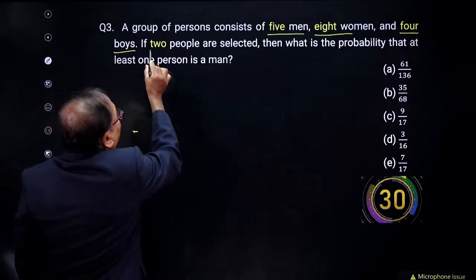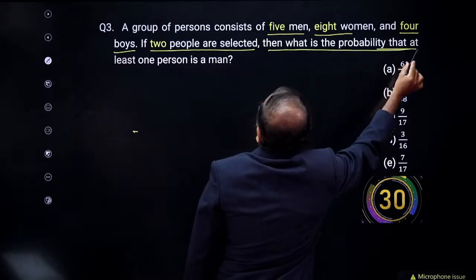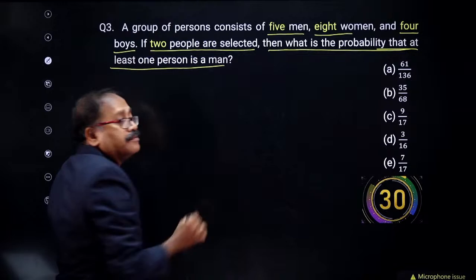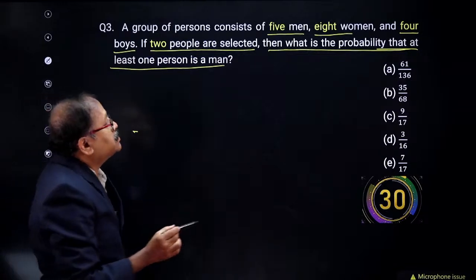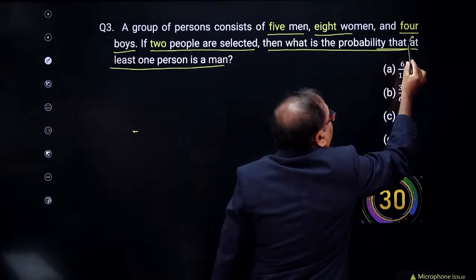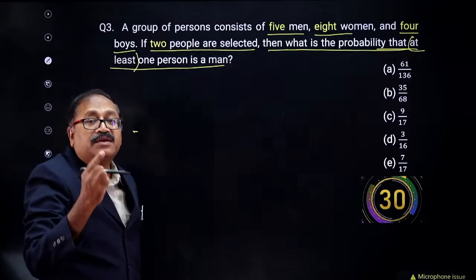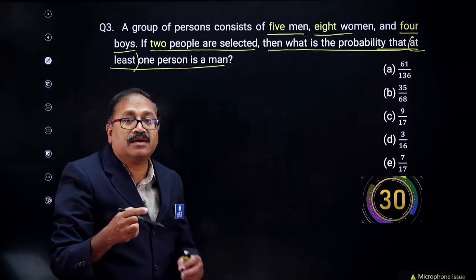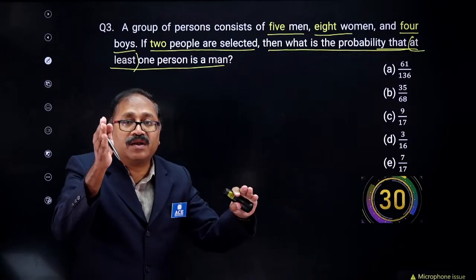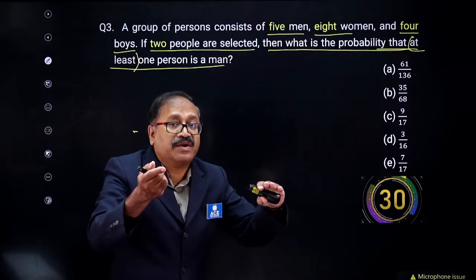Now 2 people are selected. Then what is the probability that at least one person is a man? At least one. So how do we deal with situations like at least one man? First I will take the case where no man is there. From total probability 1, if I subtract no men, then I will get at least one man.